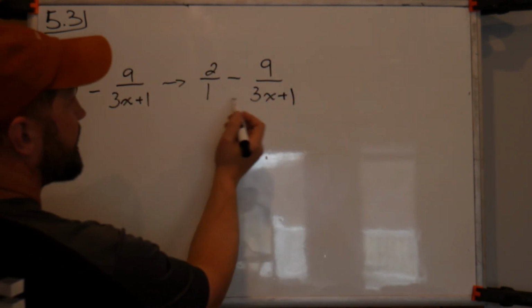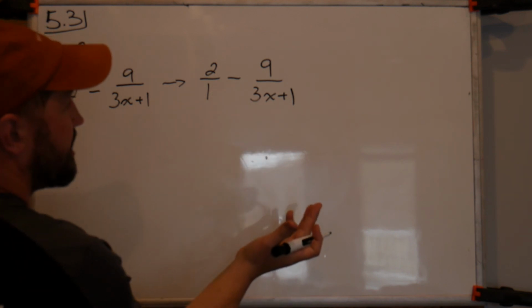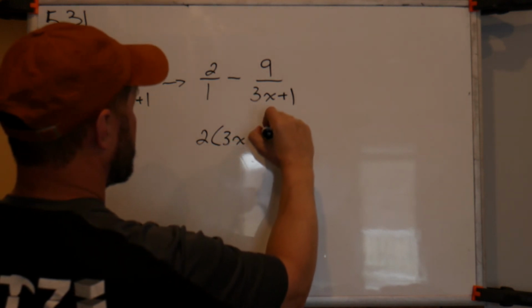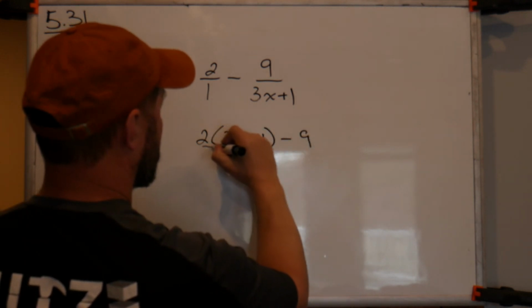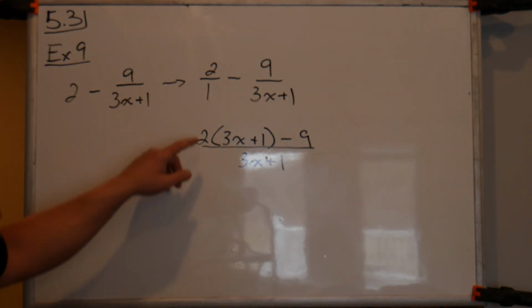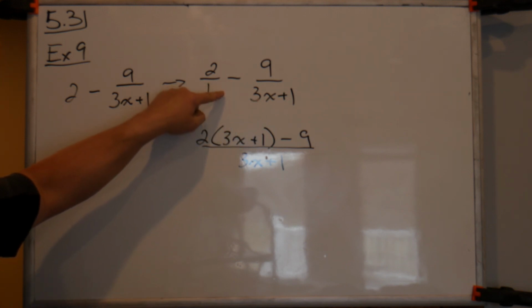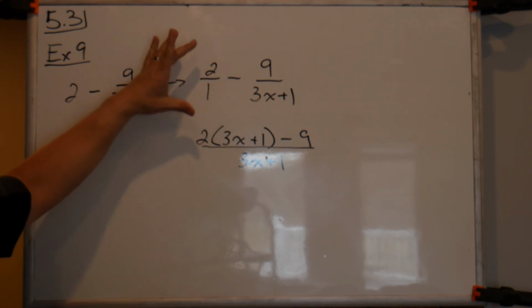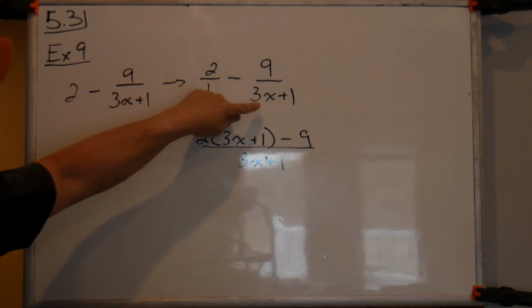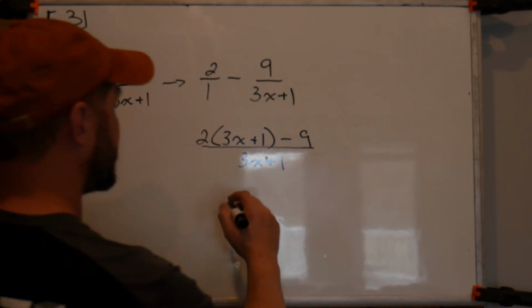Since that's 1, I make it equivalent to this by multiplying by 3x plus 1. I just multiply by the LCD. When I do that, I'll have my LCD. I'm just going to multiply my 1 times 3x plus 1. What I do on the bottom, I do on the top. Or think of it as, here's my numerator. What am I missing from my LCD? I'm missing the whole stinking thing. So I multiply my numerator by the LCD.